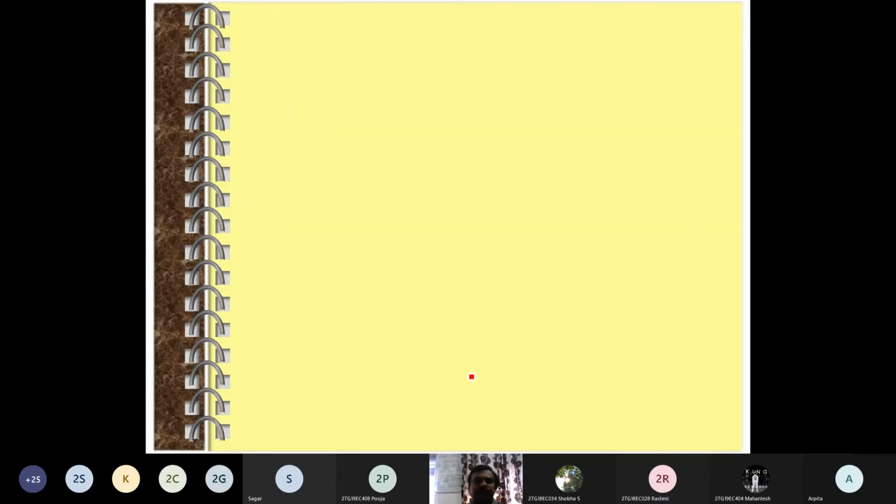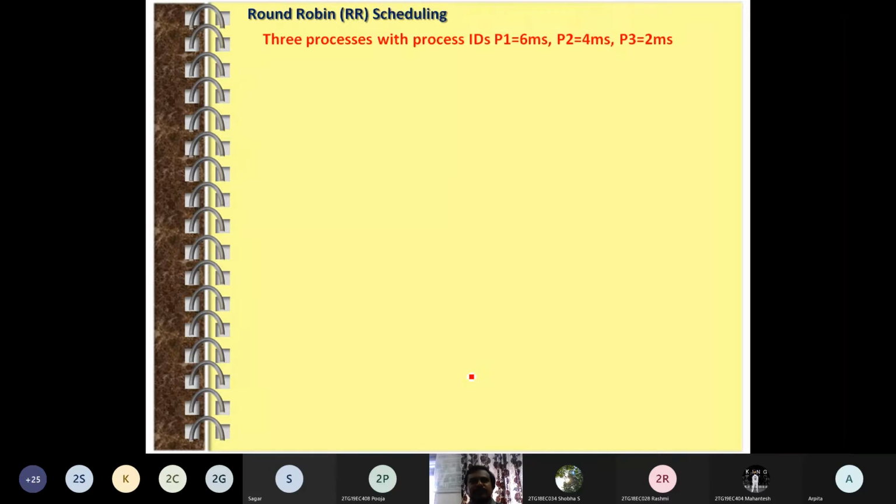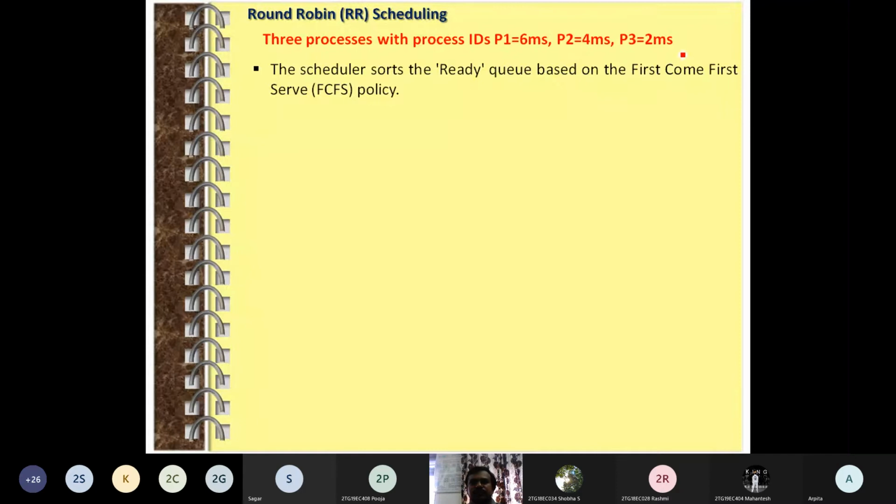Now look at this method. In this one, the 3 processes with the process IDs are P1 6 milliseconds, P2 4 milliseconds, P3 2 milliseconds. The scheduler sorts the ready queue based on the first come, first serve policy. The ready queue is going to adopt the first come, first serve policy. Means the order of all these processes is P1 first, P2 next, P3 later. The first one that arrived in the queue is P1, after that P2, and after it P3. This is the order.